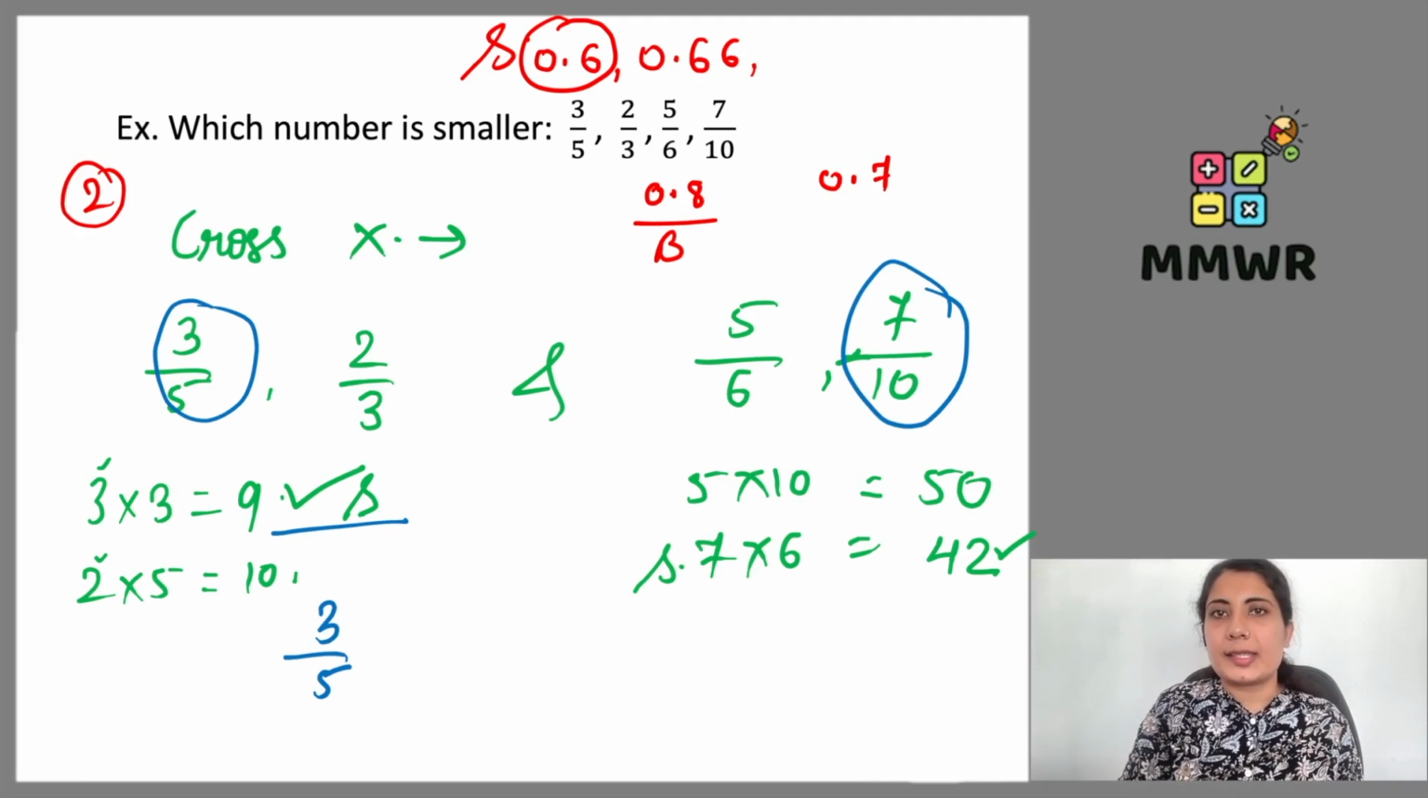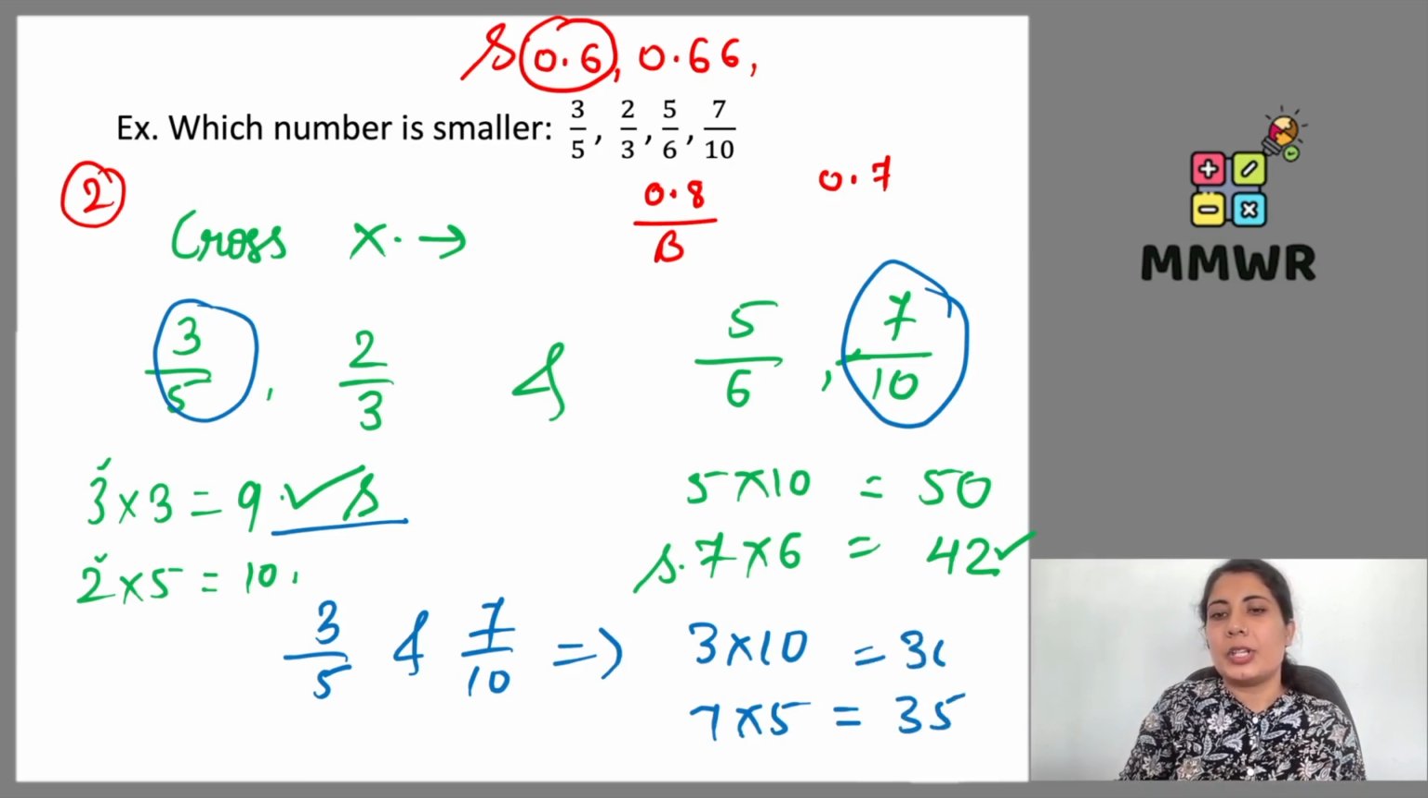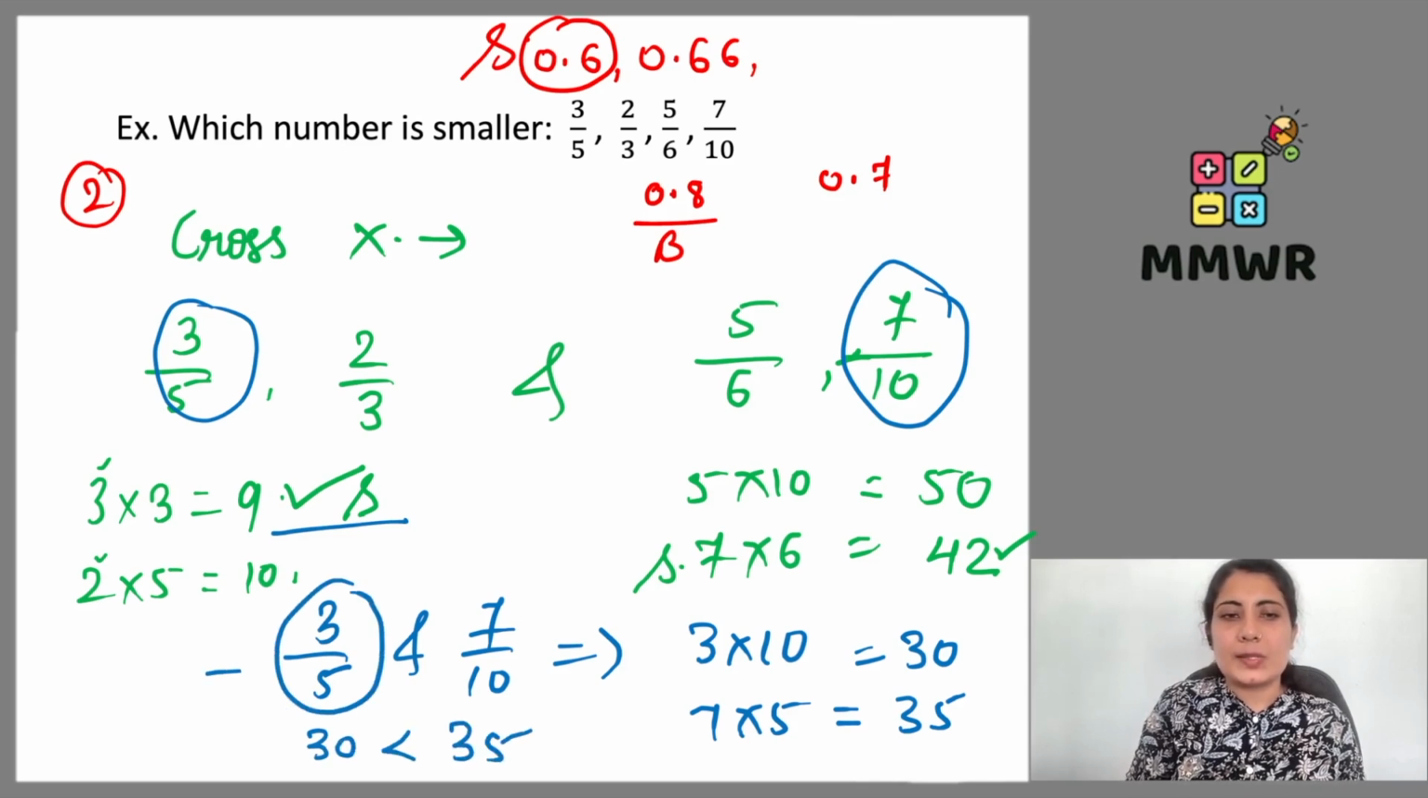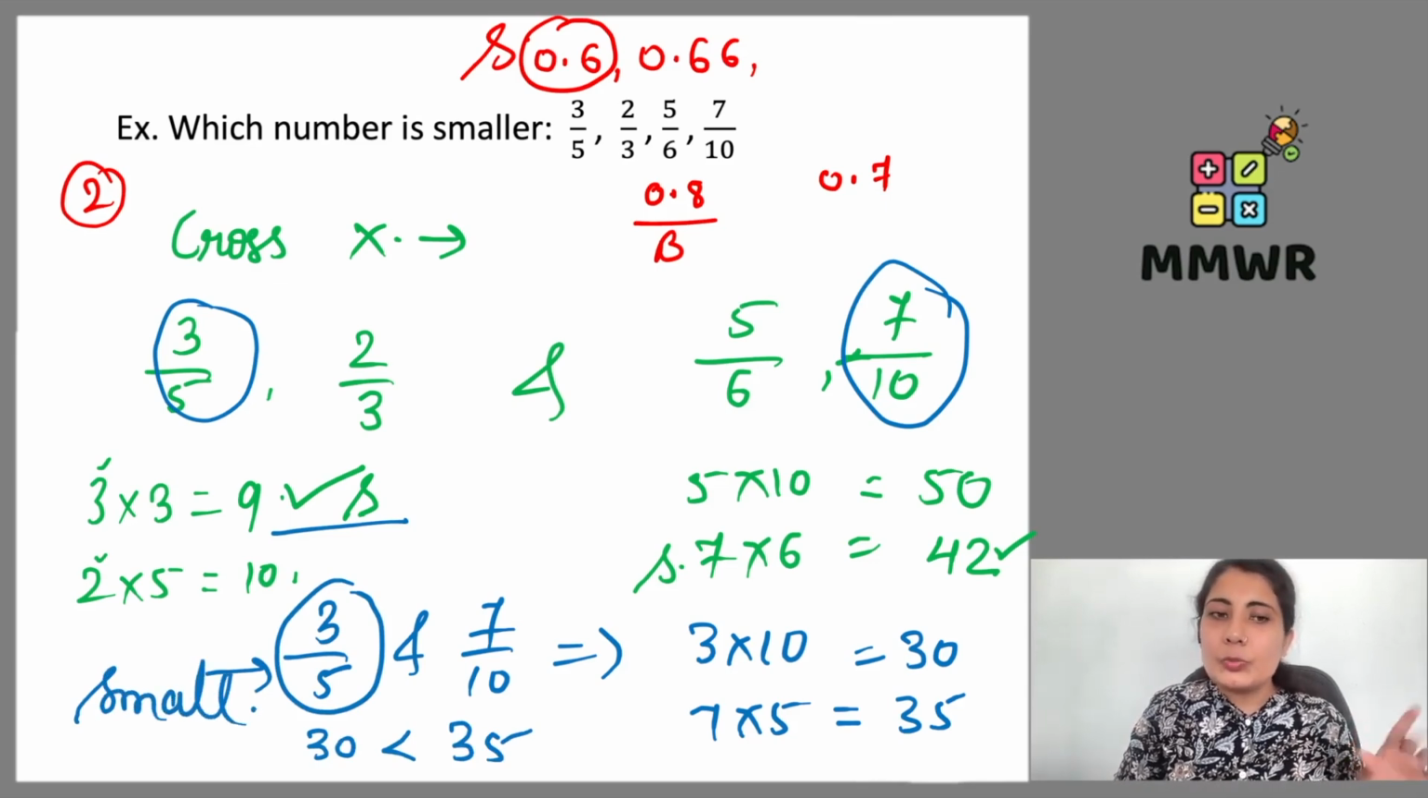So 7 upon 10 and 3 upon 5. We will be comparing these two. So this gives me 3 multiplied by 10 and 7 multiplied by 5, which is 30 and this is 35. So 30 is less than 35. That means this is the smallest one. This is the smallest one among all, right?